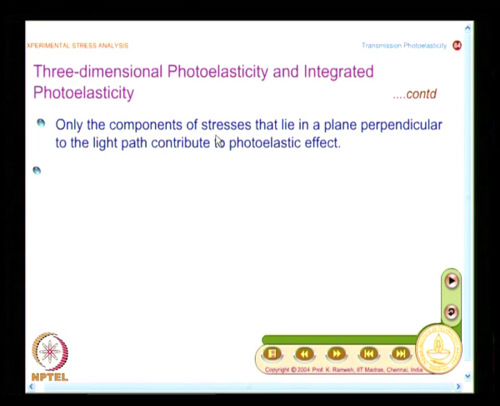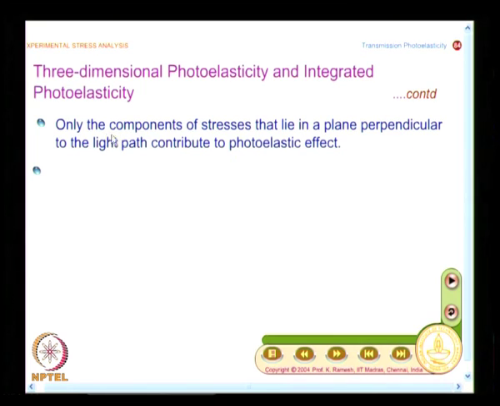Only the components of stresses that lie in a plane perpendicular to the light path contribute to the photoelastic effect. This is very important, because the moment you want to graduate to analyze three-dimensional problems, we also need to develop certain additional terminologies. One of it is what are known as secondary principal stresses. In order to develop that, we have to understand what causes the photoelastic effect. Only those stress components that lie in a plane perpendicular to the light path contribute to it.